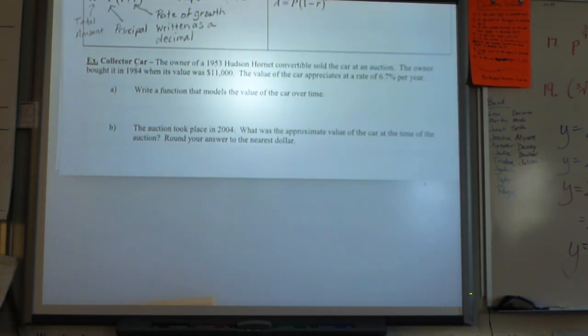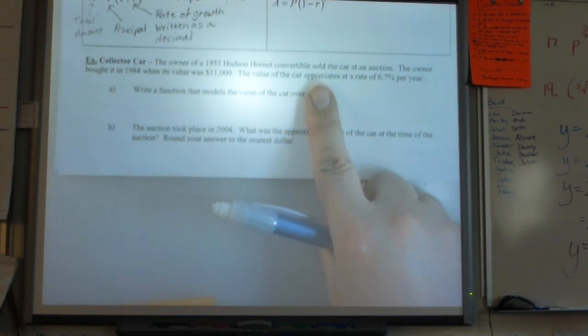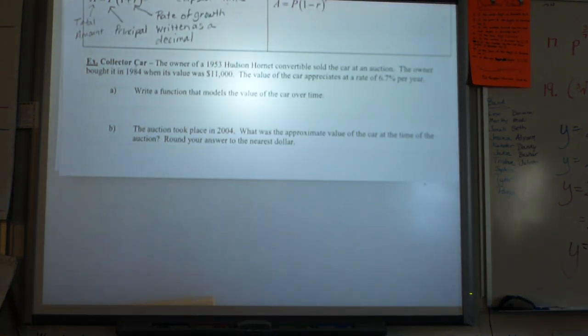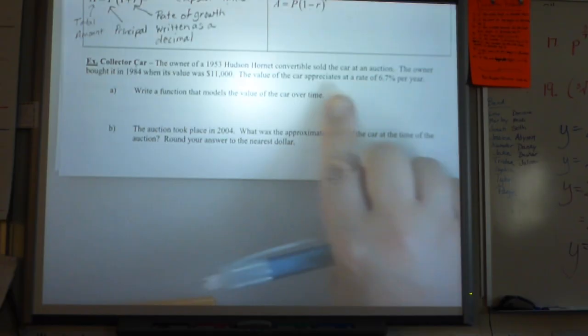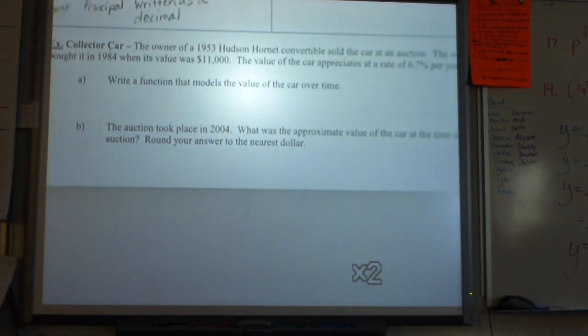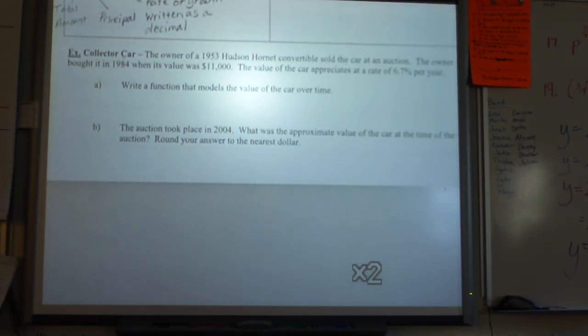The value of the car appreciates. What does it mean to appreciate when we're talking about money? To grow. Very good. And what's the opposite of appreciating in value? Depreciating. Good. The value of the car appreciates at a rate of 6.7% per year. Write a function that models the value of the car over time. And if the auction took place in 2004, what is the approximate value of the car at the time of the auction, rounded to the nearest dollar?